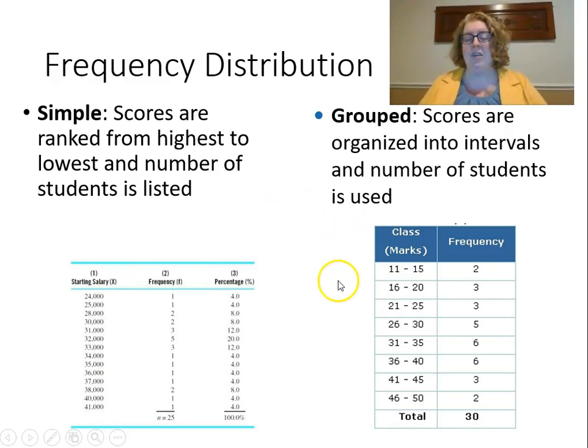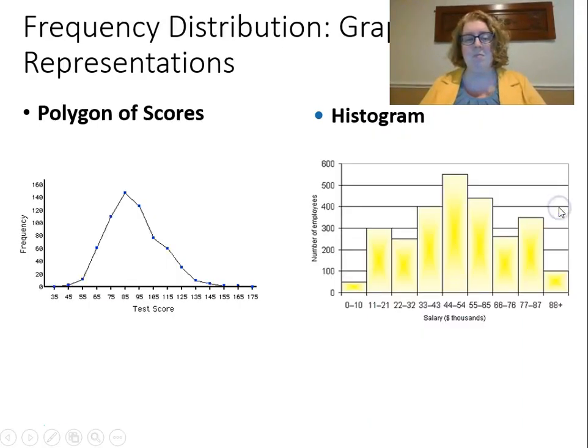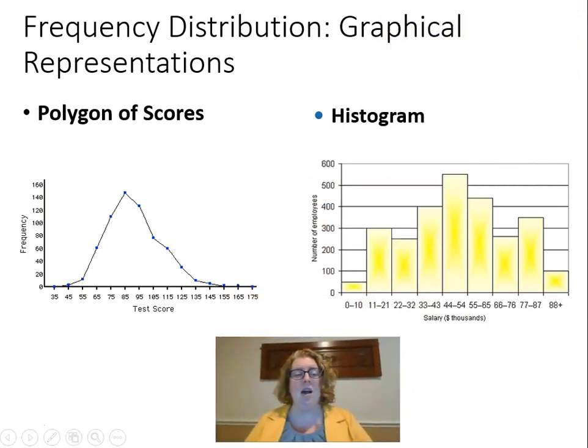The other way I could do this is I could group them. In this example, I've given you a range of class marks of grades, and I've shown you how many people are in each group. This is helpful. If I wanted to see how many students had A's or B's or C's on a test, this would show me really easily. You can see here that most students scored between a 31 and a 40 on this exam. So we can either have simple or grouped frequency distributions. And frequency, again, just means counting.